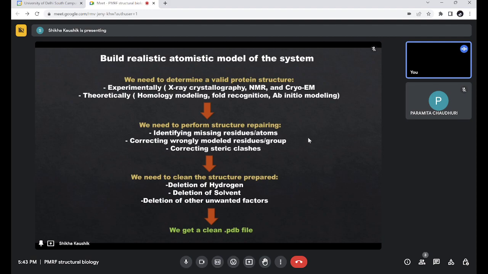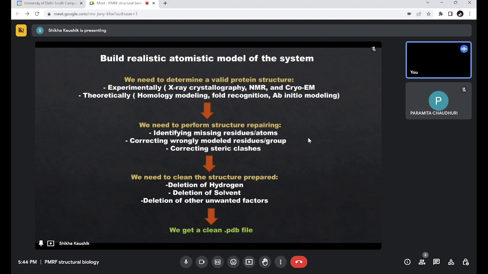So in homology modeling, you try to look for homologous structures. You have your protein sequence, and you search for homologous proteins that are present, and with the help of that particular protein of a different organism, you try to model your protein of interest.